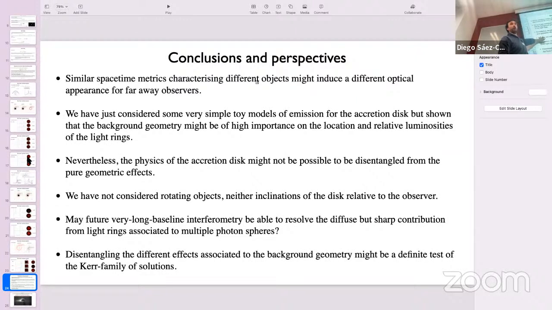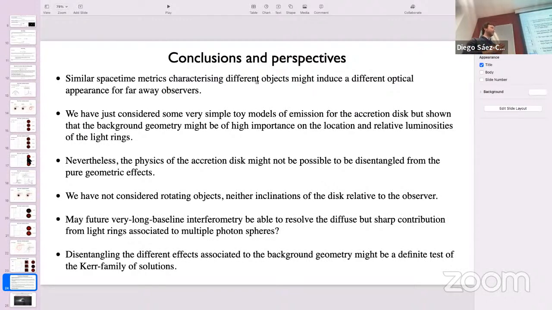We have neither considered rotating objects. Actually, in some publications, they refer that the rotation, the angular momentum of the central objects, is expected to be very low. The effects that this rotation has on the image that you are gonna construct is not very high in comparison with other effects.